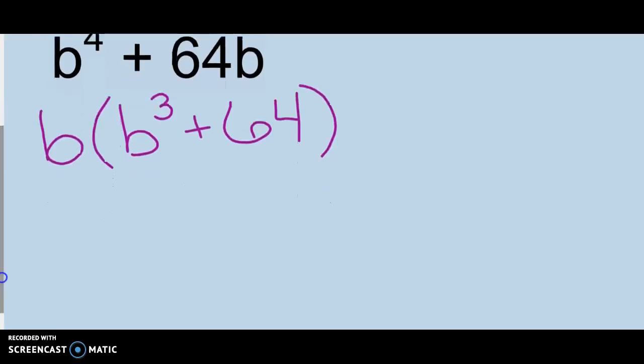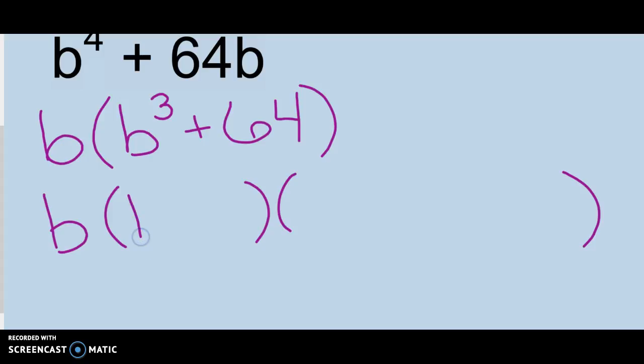So now let's go and bring that b down. And now let's follow our rules. So you've got to write your binomial and your trinomial factor. So take the cube root of b cubed, which is b, and the cube root of 64 is 4, not 8. That's the square root.